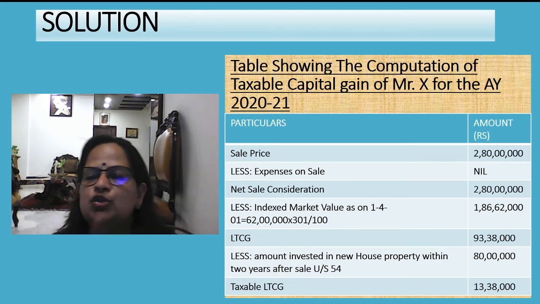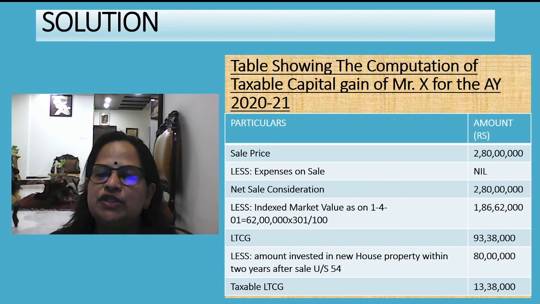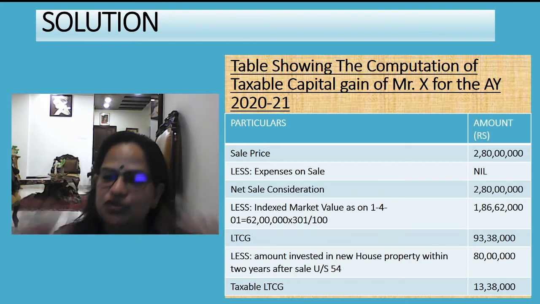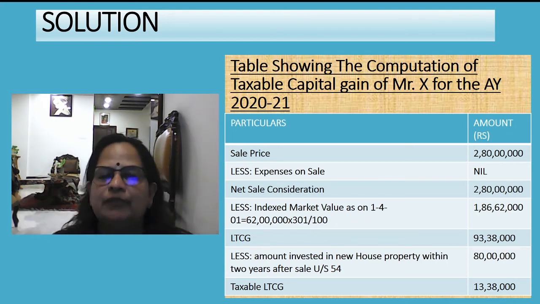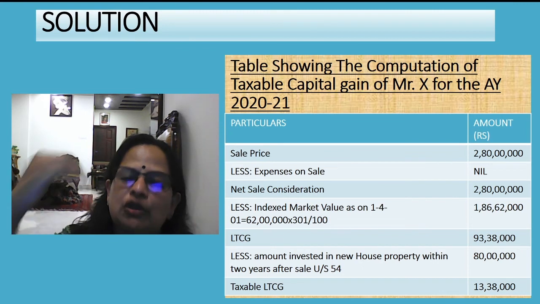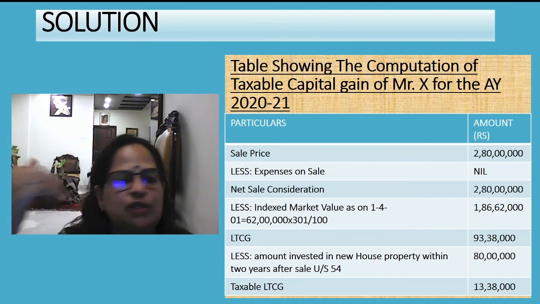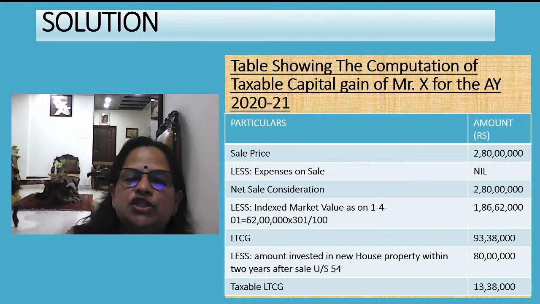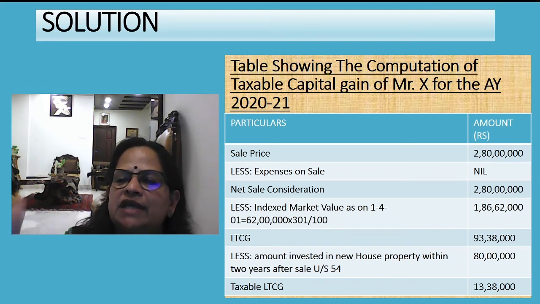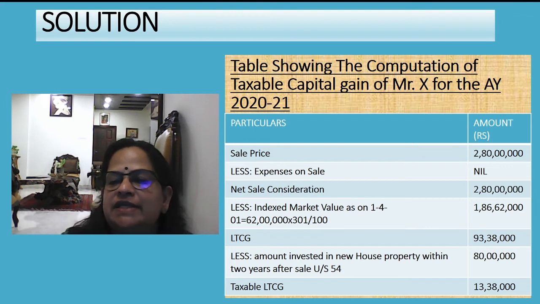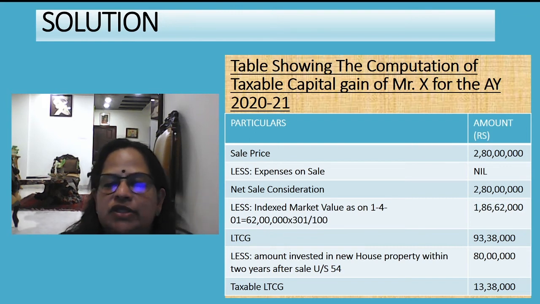Sale price 2 crore 80 lakhs. Expenses on sale is not there, but just to teach you that step, I am using that. Net sale consideration is 2 crore 80 lakhs itself. Index market value. We will not take the 1988 value, we will take the 2001 value. 62 lakhs into 301 divided by 100. 1 crore 86 lakhs 62,000. Now LTCG is 93 lakhs 38,000.